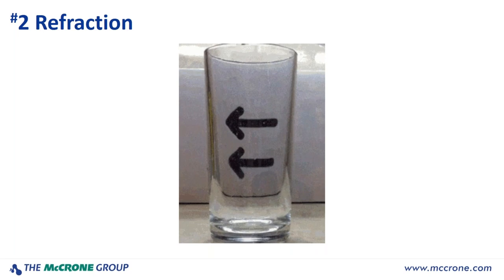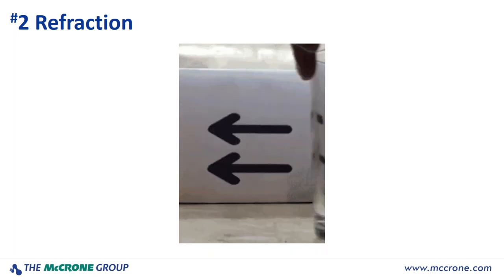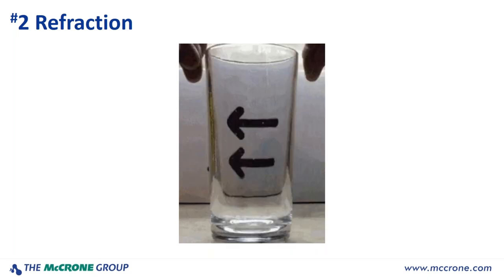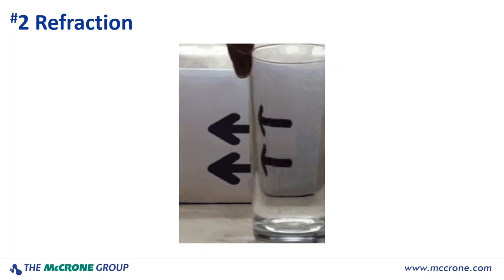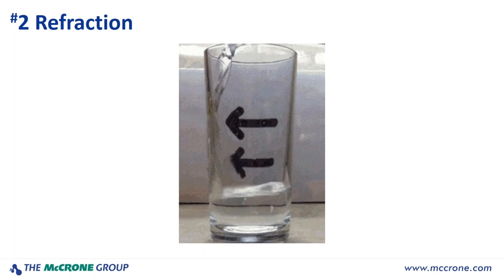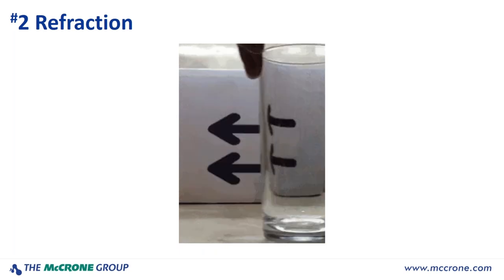The refractive index of air is 1.0003, the refractive index of the water is 1.33, and the refractive index of the glass is approximately 1.5. All of these add up to give me the refraction, the bending of light, that you see.